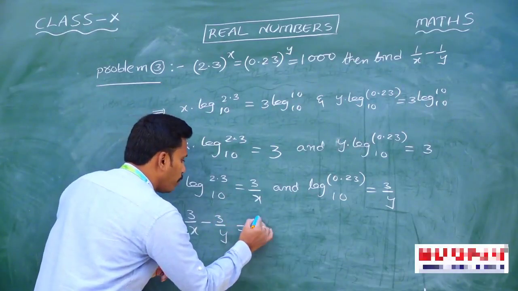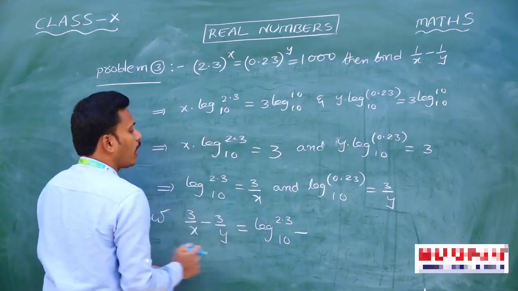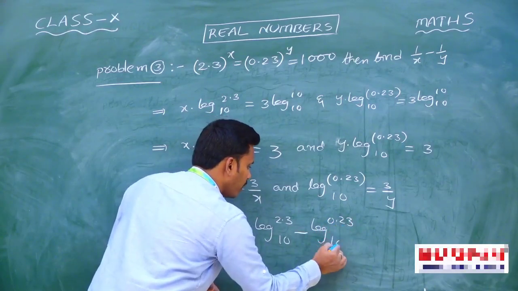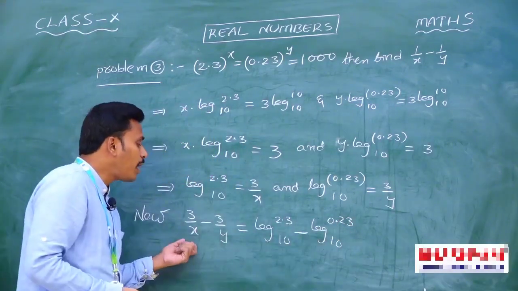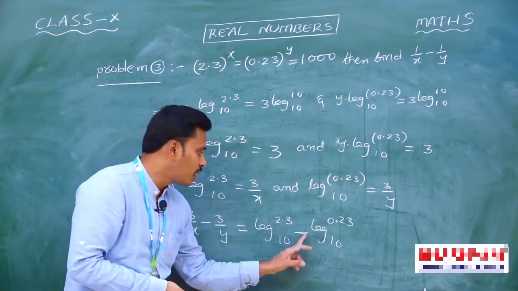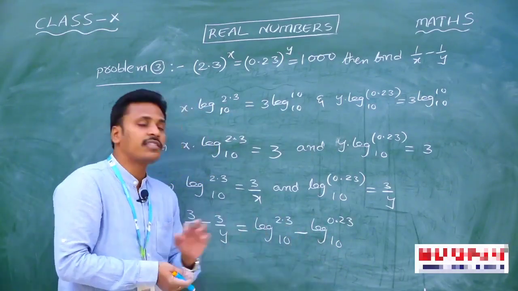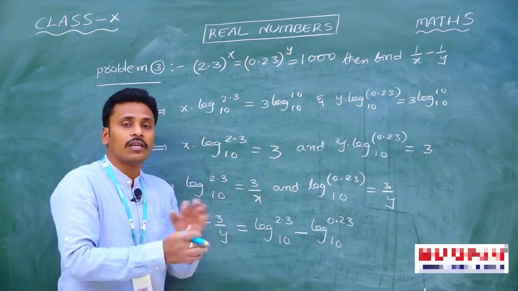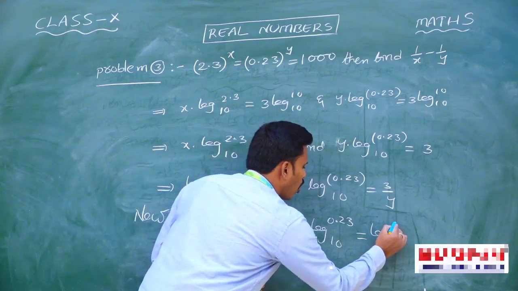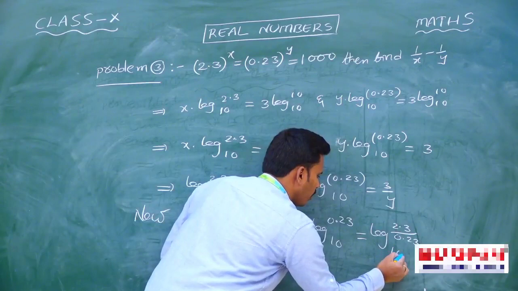So what is 3 by x? Logarithm of 2.3 base 10, minus 3 by y. What is 3 by y? Logarithm of 0.23 base 10. And now 3 by x minus 3 by y is equal to the logarithm of 2.3 base 10 minus logarithm of 0.23 base 10. The base is 10, and the minus sign is there between them. The difference of two logarithms is the logarithm of the division. So this is equal to logarithm of 2.3 divided by 0.23 base 10.